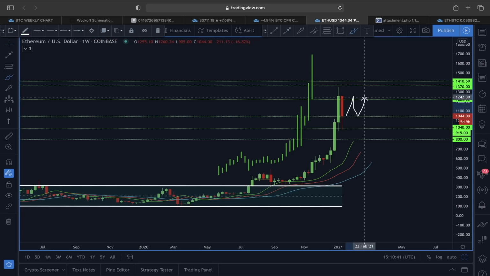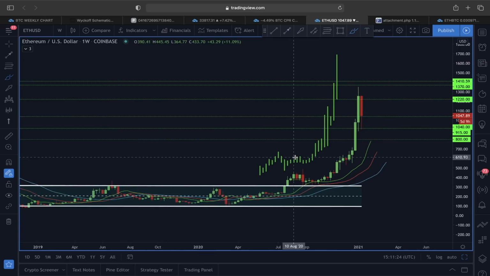So even if we are going to consolidate, that is actually still a very good sign, because after that there is a likely scenario of price continuing further in an upper direction. So guys, this is what I see right now looking at the price action of Ethereum and the price action of Bitcoin.